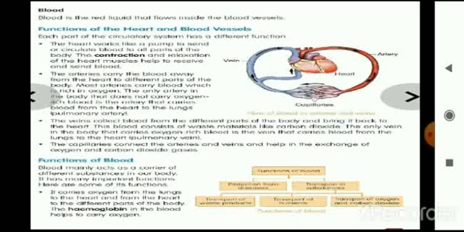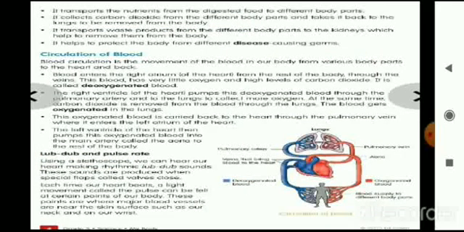Okay? As you can see in this flow chart, what is the function of blood? Blood helps in the transportation of substances and also helps in the protection from diseases. Clear? And further, it helps in the transport of waste products. It helps in the transport of nutrients. It also helps in the transport of oxygen and carbon dioxide. Okay? These all are the functions of blood.